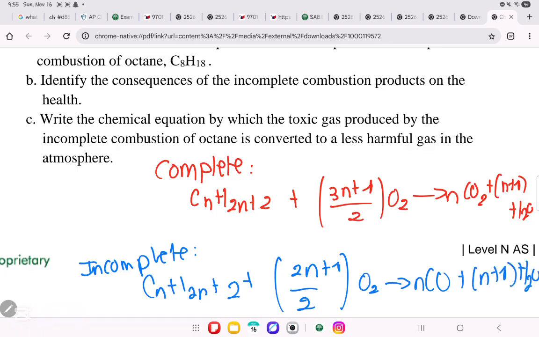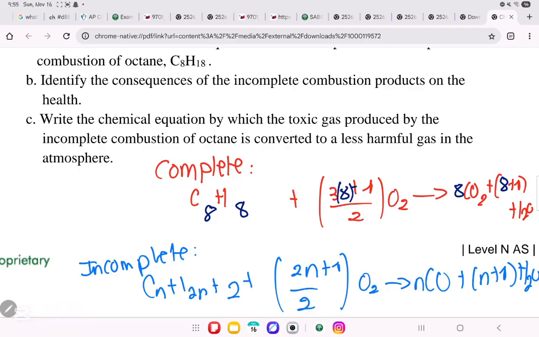So, what does that mean? That means I have C8H18, right? So, C8H, how much? H18. That means my n is how much? My n is 8. Right? So now I substitute all of my n's with 8.